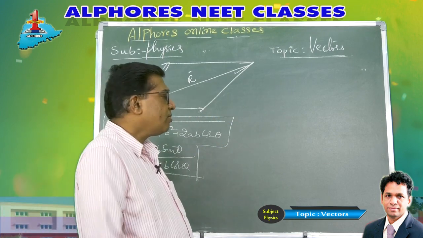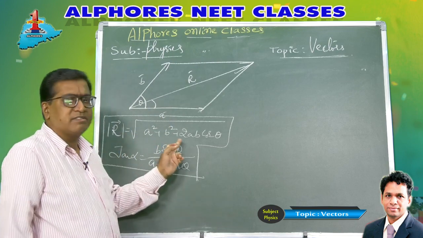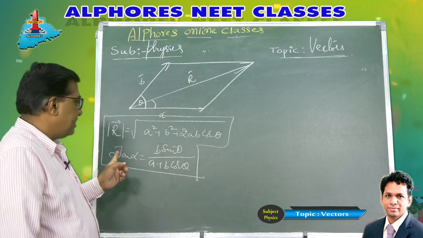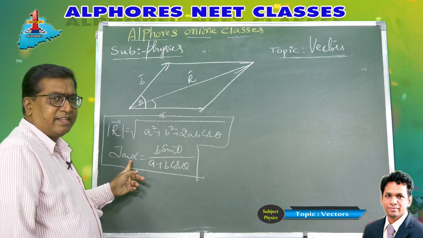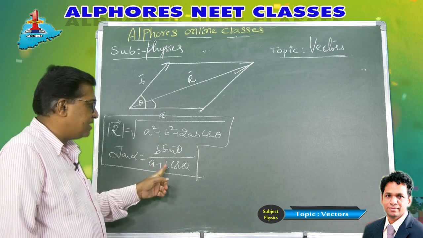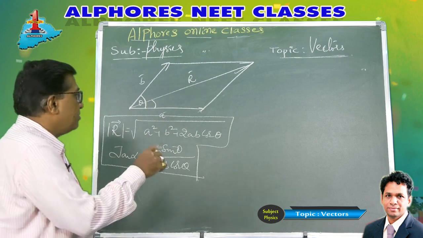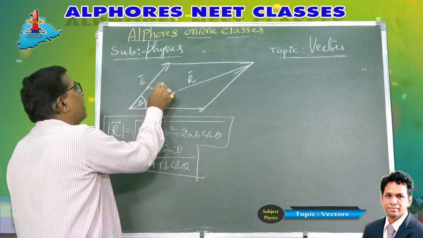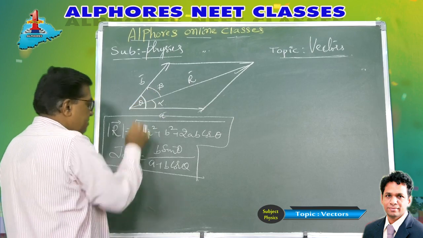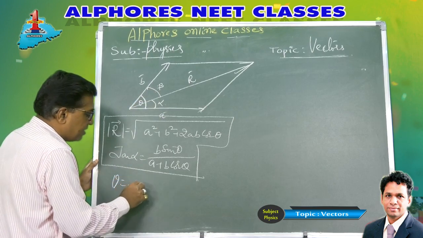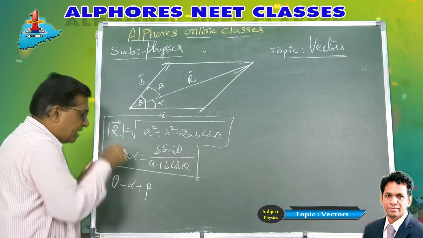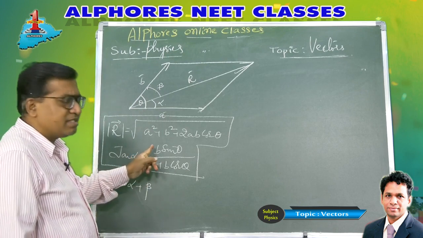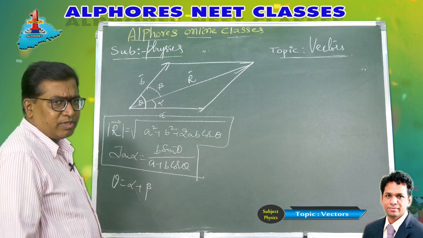So the magnitude of the resultant is root of A square plus B square plus 2AB cos theta, and tan alpha, the direction of the resultant, is given as B sin theta by A plus B cos theta. Now, if alpha is the angle made by the resultant with A and beta is the angle made by the resultant with B, then theta is alpha plus beta, obviously. You can even write tan beta also. What is tan beta? Replace A with B, B with A, that's all. You will get the answer there.